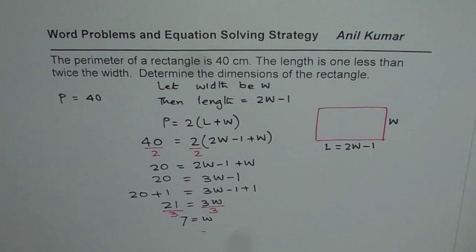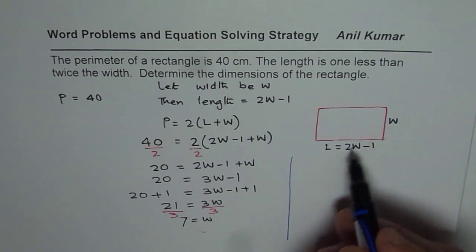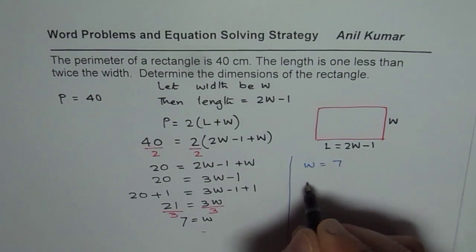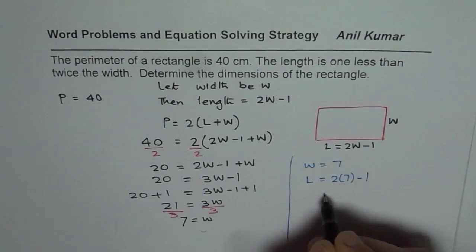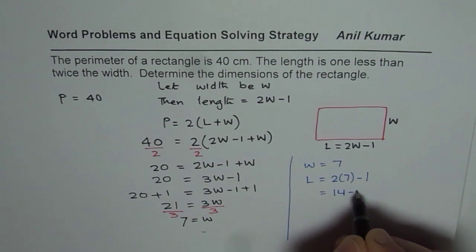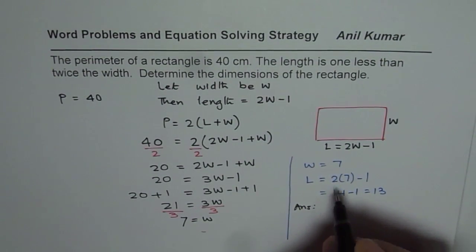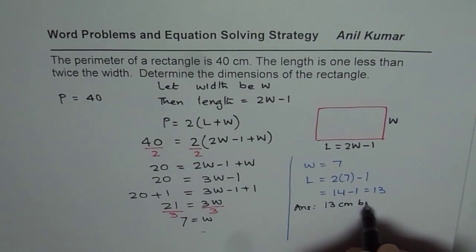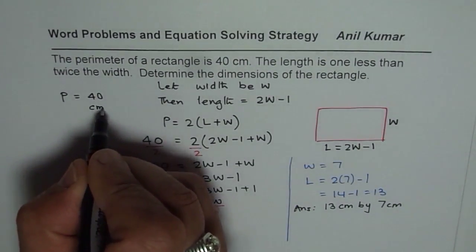So once we get the width, we have to write the length also. Dimensions means both length and width, right? So what we found here was that width equals 7. The length should be equal to 2 times 7 minus 1. That is 14 minus 1, which is 13, right? Therefore, we can write down the answer as the rectangle's dimensions will be 13 centimeters by 7 centimeters, since the perimeter was in centimeters, right?